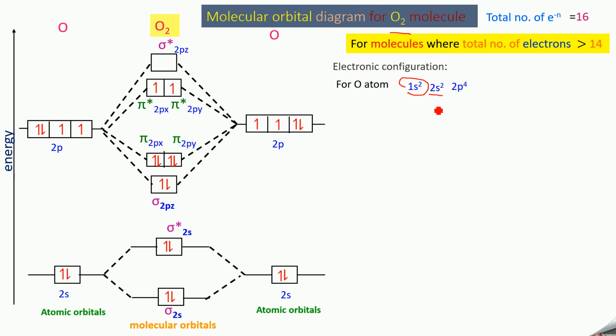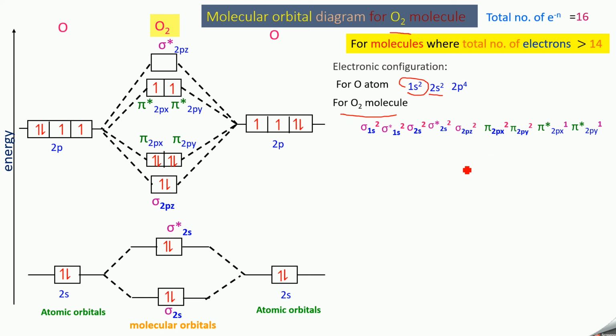Now you write the electronic configuration for the oxygen molecule. For 1s we have sigma 1s2, sigma star 1s2. For 2s we have sigma 2s2, sigma star 2s2, and then we have the p orbitals: sigma 2pz2, then pi 2px2, pi 2py2, and then pi star 2px1 and pi star 2py1. So when you count, you get a total of 16 electrons. This is the electronic configuration for the oxygen molecule.